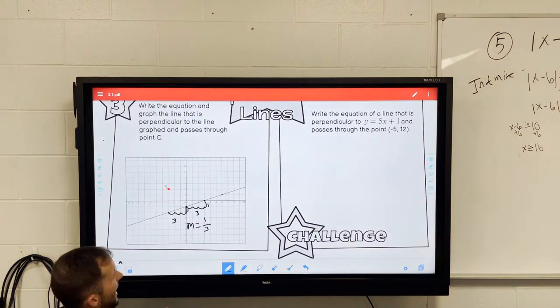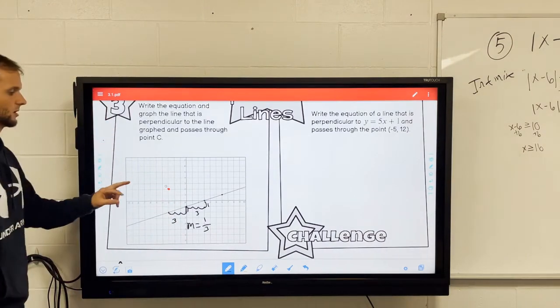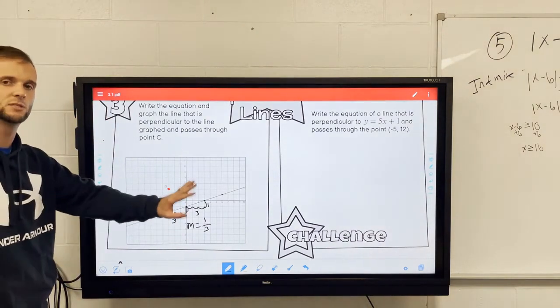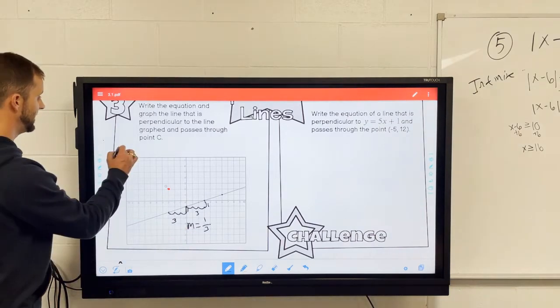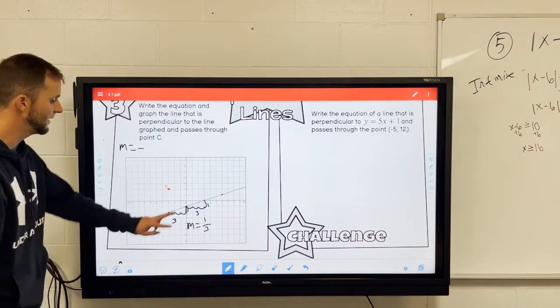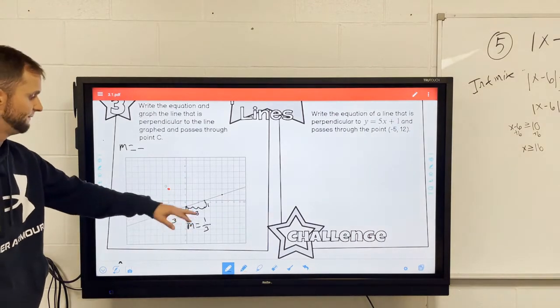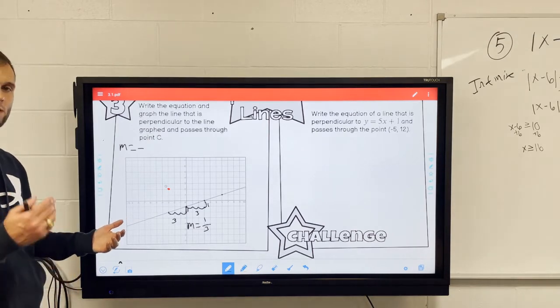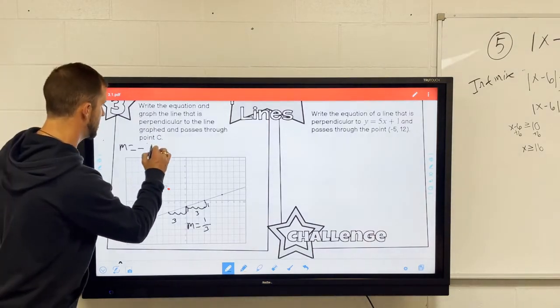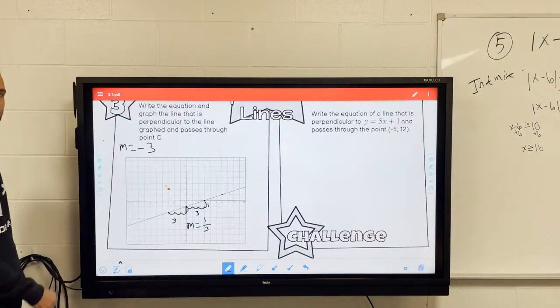Correct? So now if I want to do my perpendicular slope, I have to take the opposite reciprocal. That means change the sign. It's positive, I'm going to make it negative. And the reciprocal means I'm going to flip it. So I'm going to flip 1 over 3, which is going to be 3 over 1, which comes out to be 3 divided by 1 is 3. So that means the slope of my new line is going to be -3.